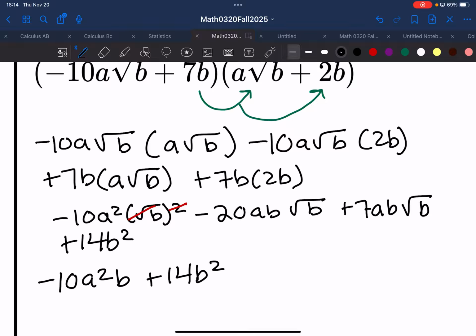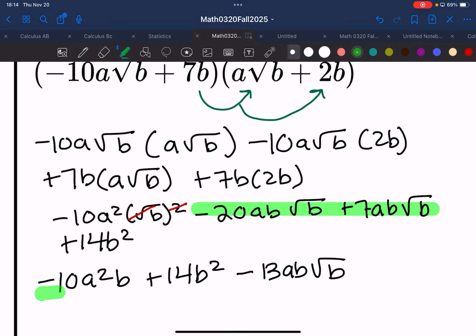Then on the next part, I'm looking at this and I'm seeing, can I simplify this? Yes, and there's two reasons why I can simplify this. What's the first reason? They have the same variables. They're both ab on the outside. And what else? They both have, good, the same square root of b. Because remember, now we're adding. We're not multiplying, so they have to be the same. So that means this is going to simplify to negative 13ab square roots of b. And at this point, this is my answer. I'm not going to be able to simplify any further.